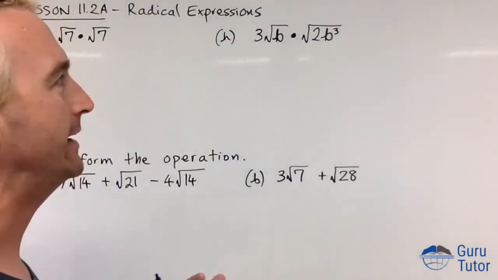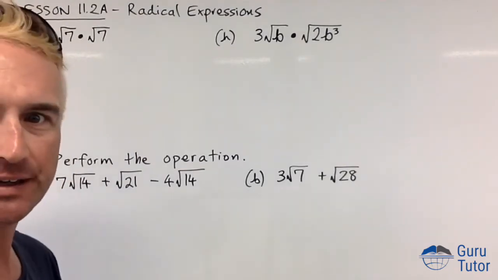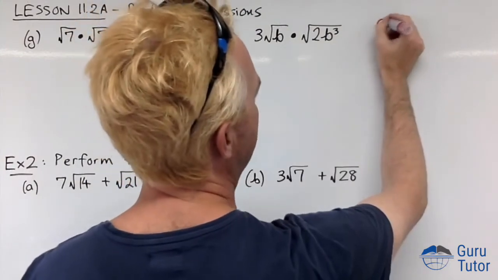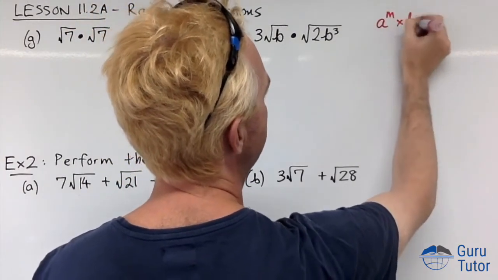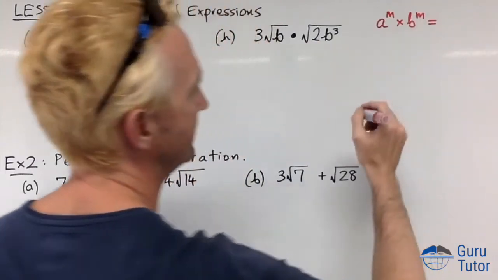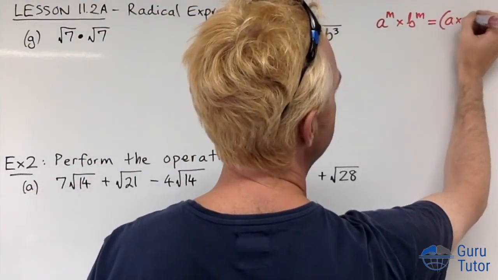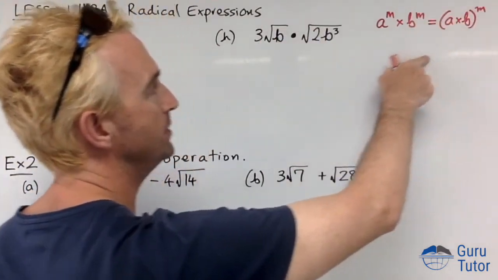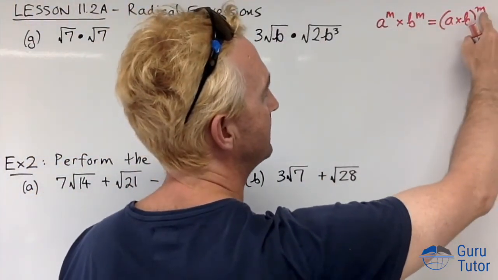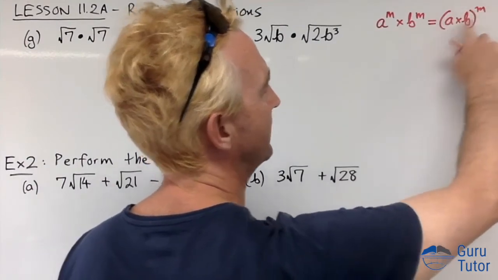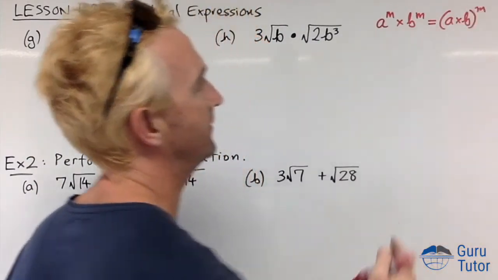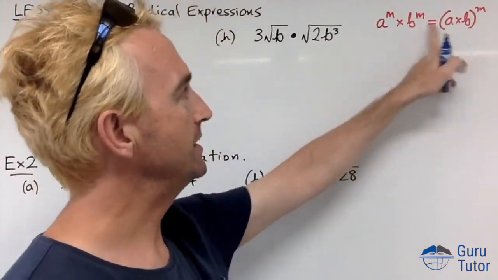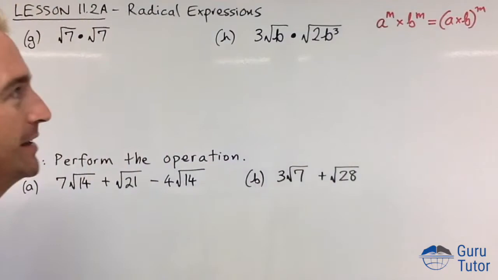Well, we've got another rule now. And I think we did it with our exponential rules. Remember, if I have a to the power of m, times b to the power of m, that can be written as a times b to the power of m. I think we did it back that other way. It's kind of like a distributive property, isn't it? Like m goes to a and b, so we get a to the power of m times b to the power of m. Well, sometimes we say the power of the products equals the product of the powers.